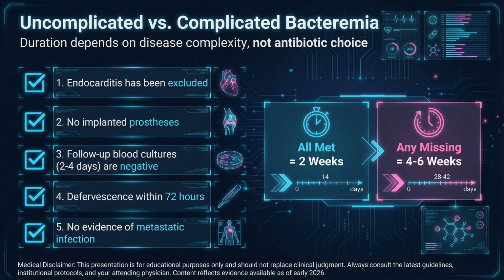Fourth, the patient's fever resolves within 72 hours of starting effective therapy. And fifth, there is no evidence of metastatic infection on physical examination. If even one of these criteria is absent, the patient has complicated bacteremia and requires a longer course of treatment.